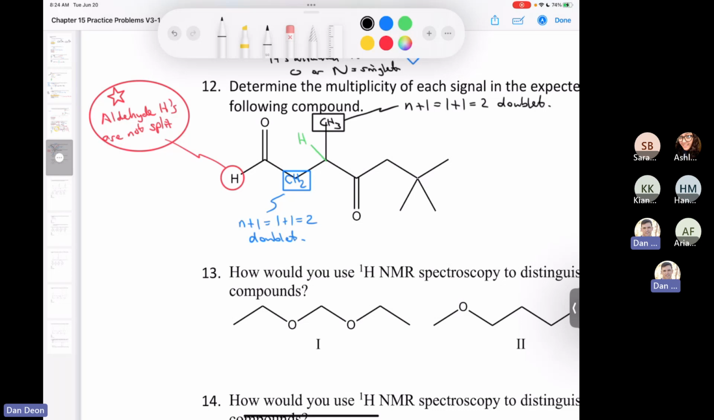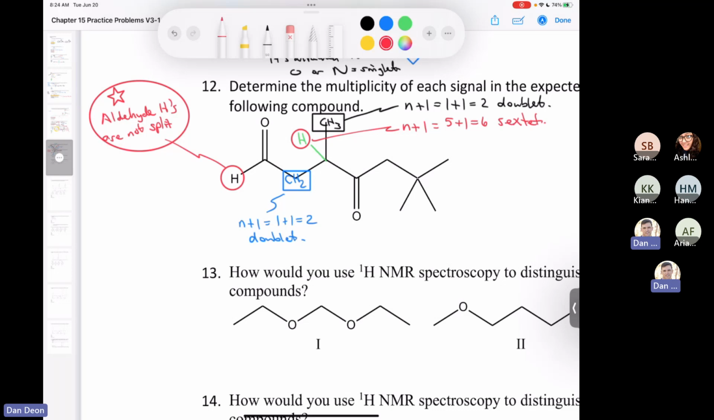Now, with the proton in green, I'll use red, and I'll circle the proton in green. This one's a little more interesting, isn't it? Because if we do n plus 1, how many neighbors does it have? It has a total of 5 neighbors. And so you would say 5 plus 1, which equals 6, and so it would give you a sextet. And I would accept that, okay? I have no problem with that.